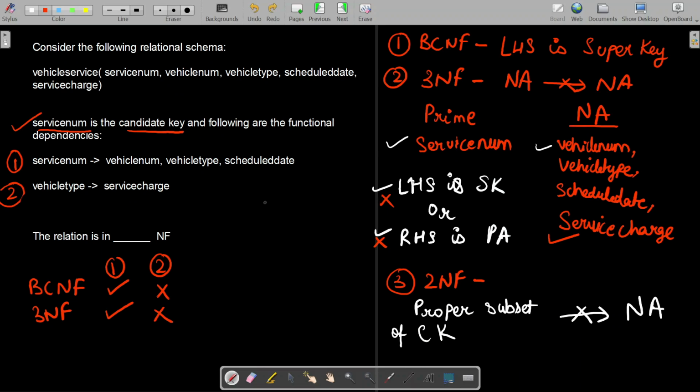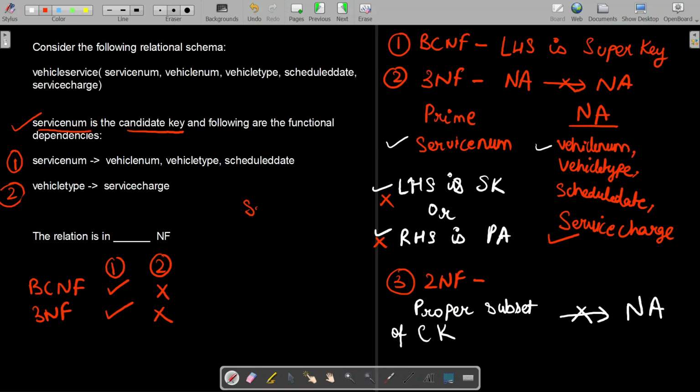Now what do we mean by proper subset? Suppose AB is a candidate key, then A and B both will be proper subsets of this candidate key. Now the proper subset of A would be phi, as we cannot divide any further, and phi is always included in the subset. Now let's check what are the proper subsets of our candidate key that is given here.